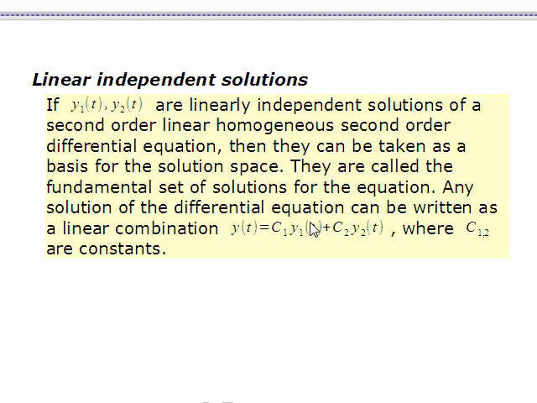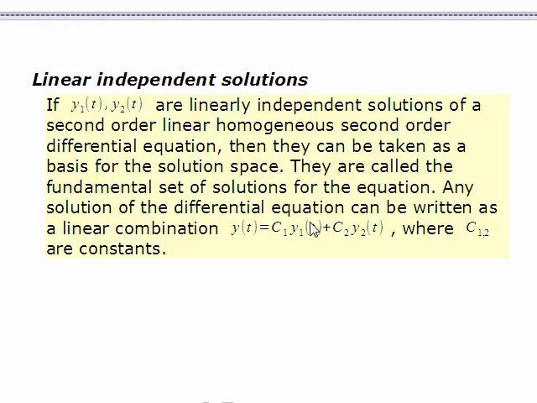So now we're going to write that same statement in terms of the solutions. If we have two solutions, y1 and y2, of a second order linear homogeneous equation, second order is twice there, they can be taken as a basis for the solution space. So instead of representing all the points in a plane, we're now looking for all the solutions of the differential equation.